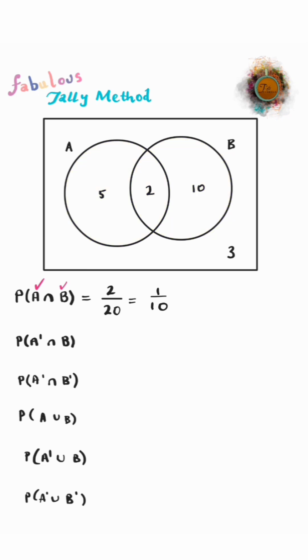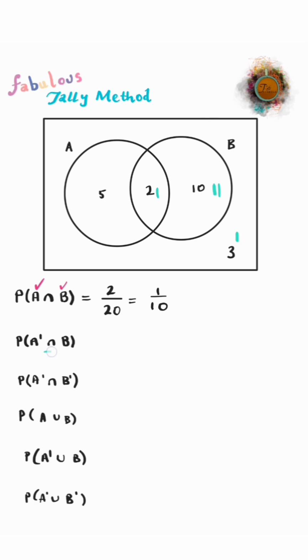Next one up is probability of not A intersection B. Firstly, identify the section which is not A. You see, everything inside this circle is what we call A. So everything that's outside of that circle must be here and here. Next, we identify the region B, represented by this region and this region.